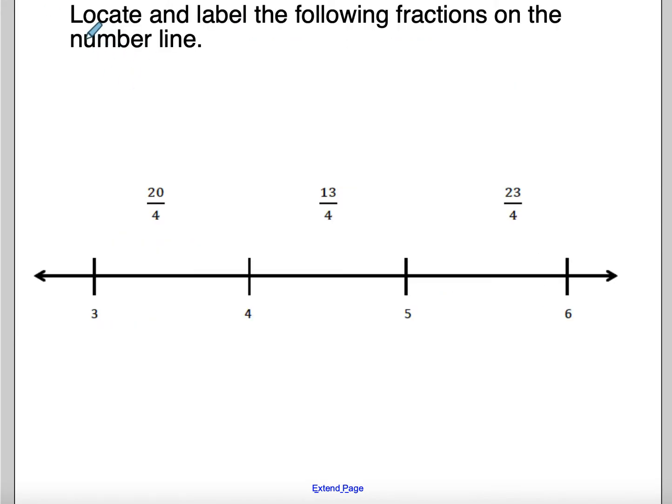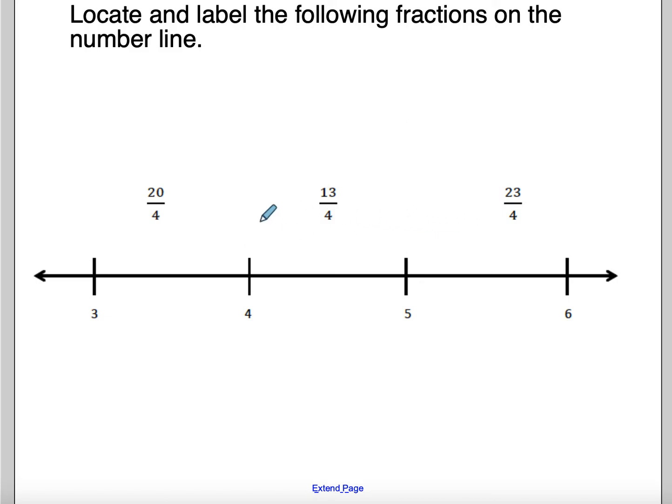Right, so we're going to locate and label the following fractions on the number line. So I have 20 fourths, 13 fourths, and 23 fourths. So these are all fractions greater than 1, or improper fractions, because the numerator is greater than the denominator.